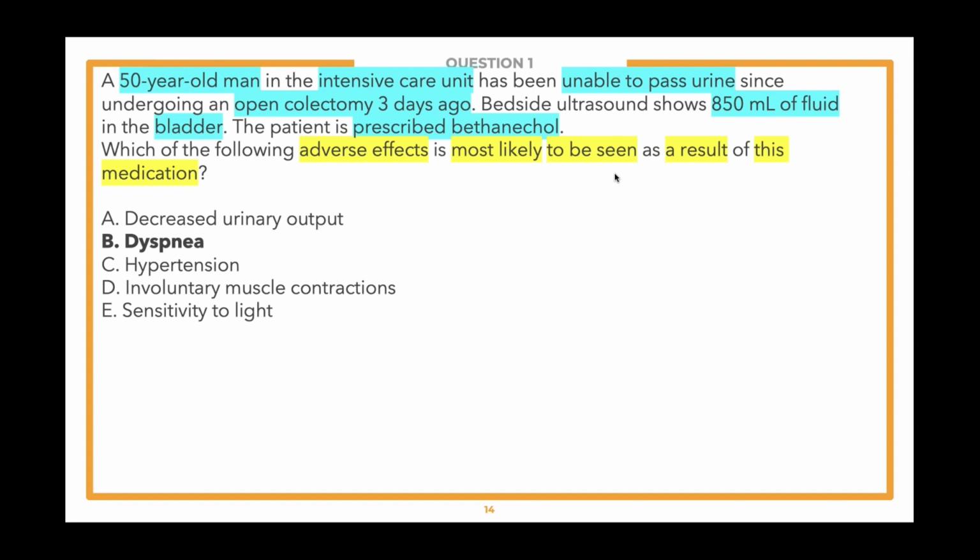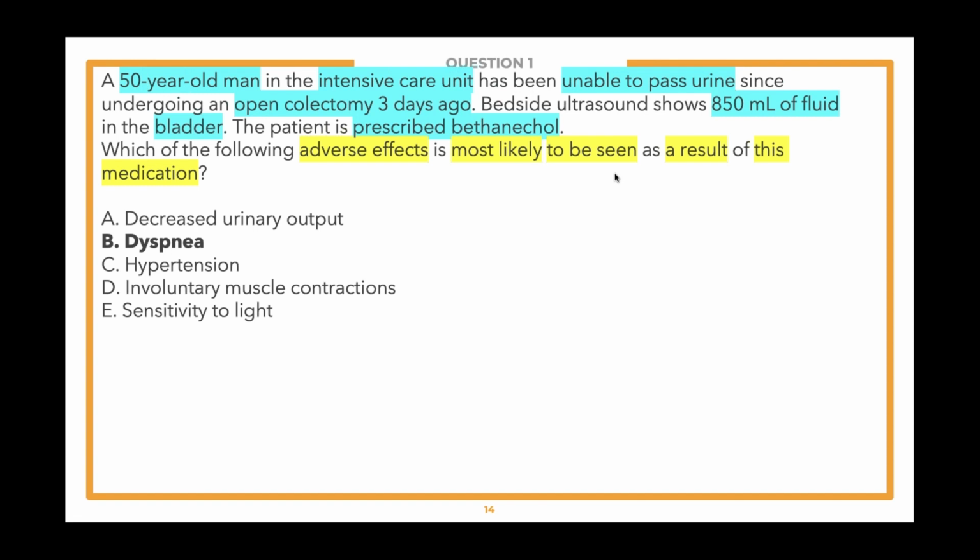Let's talk about why the other answer choices are incorrect. Involuntary muscle contractions: that's not really what these receptors do. The nicotinic receptors will do that. We didn't have time to really talk about that today, or organophosphate poisoning.